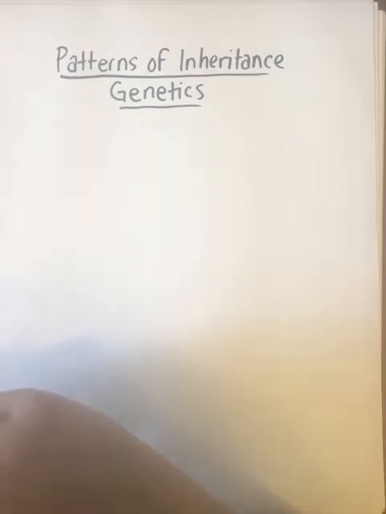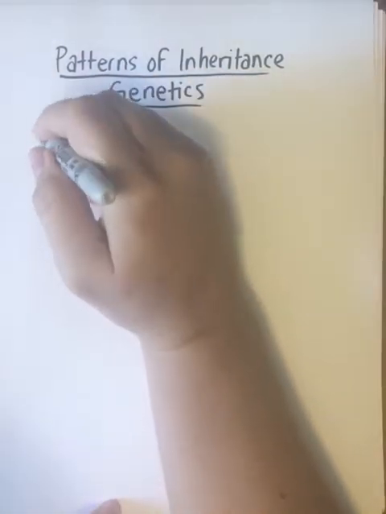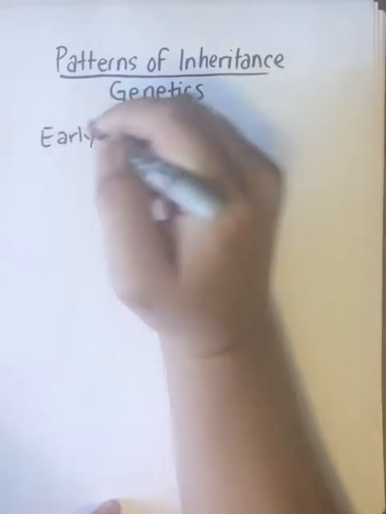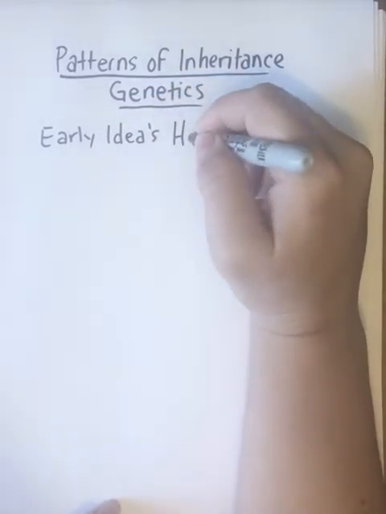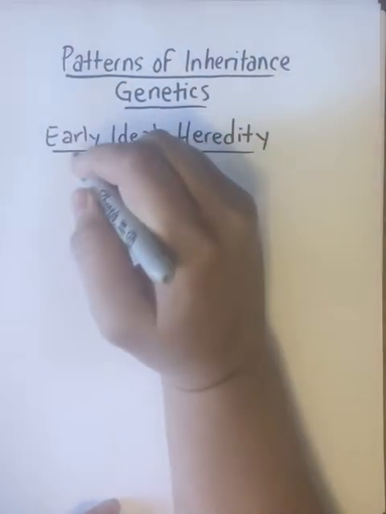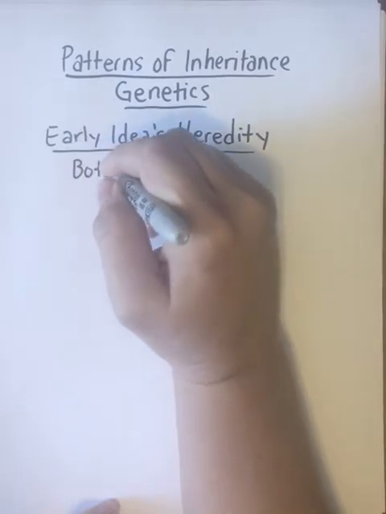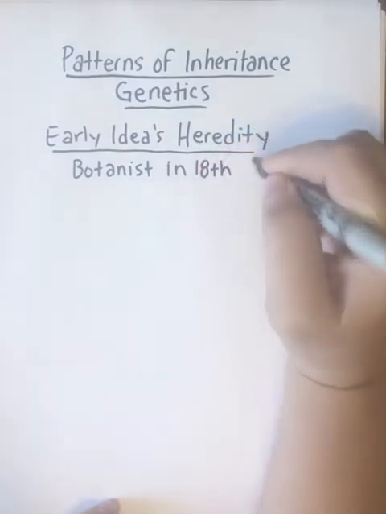So when we talk about ideas of heredity, before the 18th and 19th century, there was not a lot of information about heredity. So we talked about botanists. Botanists are scientists that study plants. So when we say early ideas of heredity, this would be when botanists were studying plants in the 18th and 19th century.